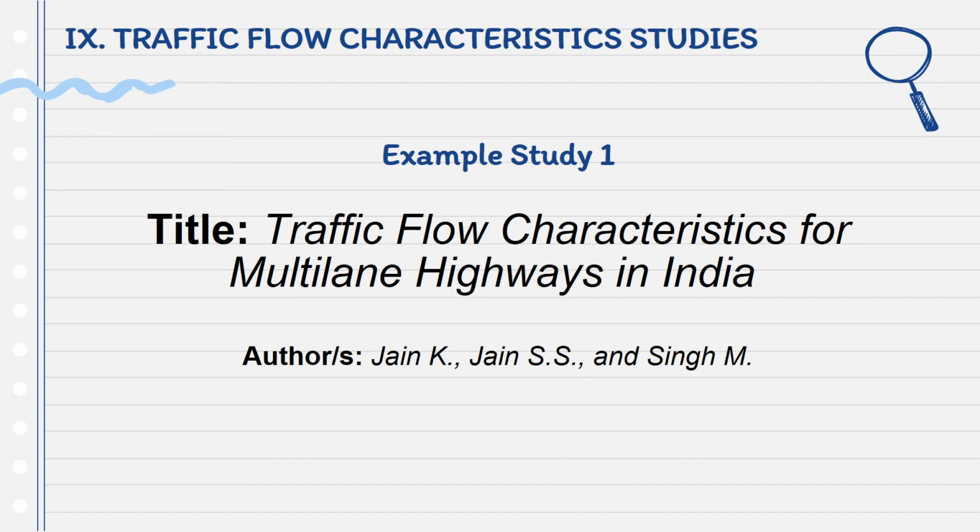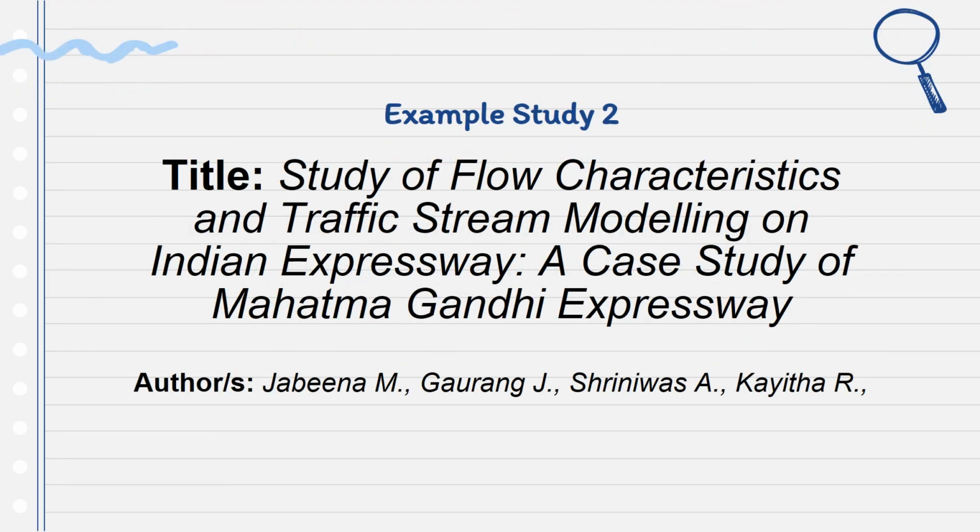For the next study, we have the flow characteristics and traffic stream modeling on an Indian expressway, a case study of Mahatma Gandhi Expressway by Jabina, Gurung, Srinivas, and Kayitha. In this study, they attempted to analyze the traffic stream characteristics and to model traffic flow by taking two roads connecting a 4-lane divided expressway. This analysis of traffic stream characteristics will provide a basis for planning, designing, and operating management of expressways in the future.